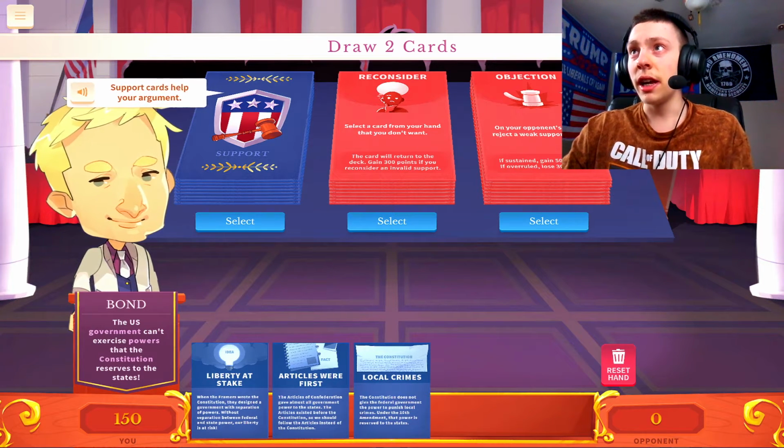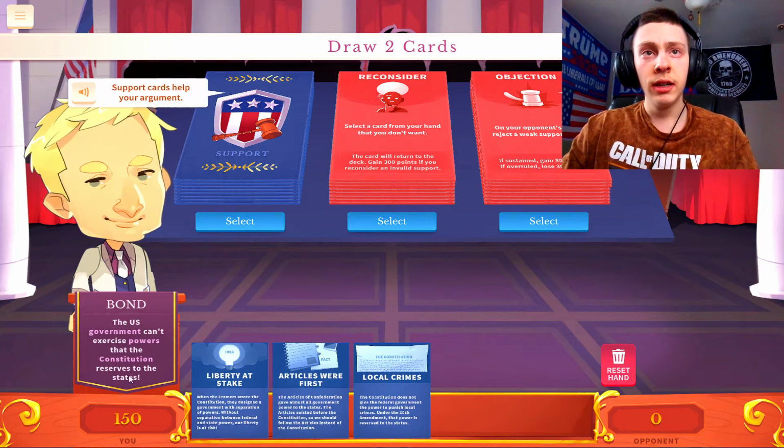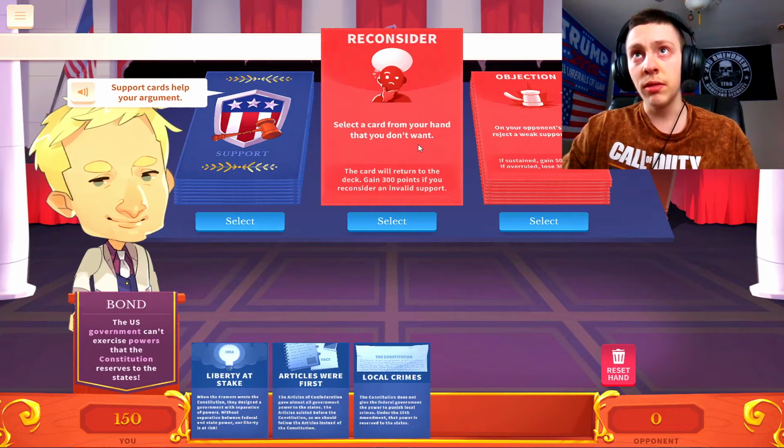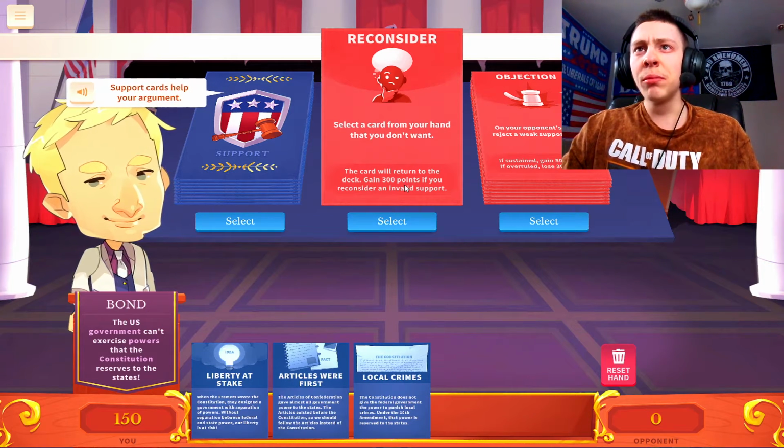Okay, so action cards get special abilities. Support cards help your arguments. Okay. So what does it want me to do? Oh, gain 300 points if you're reconsidering.